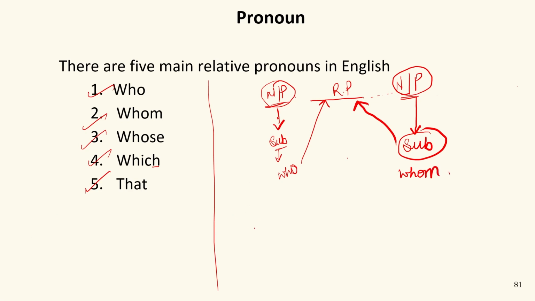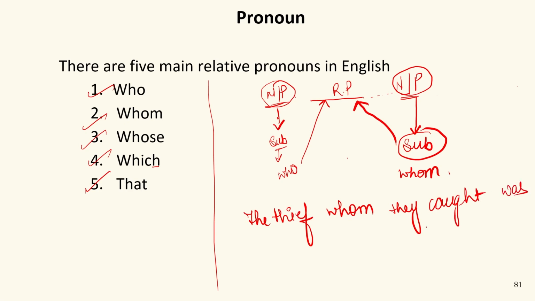Let us see an example again. The thief whom they caught was beaten black and blue. Black and blue is a phrase used for beating badly.